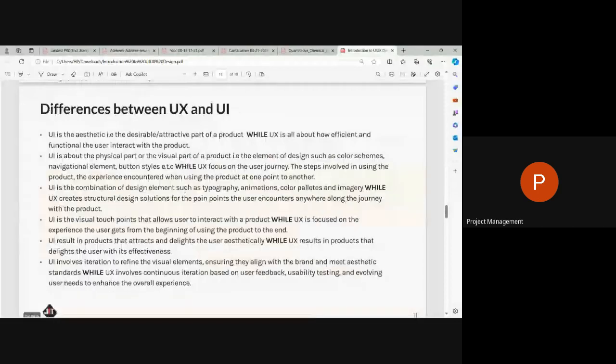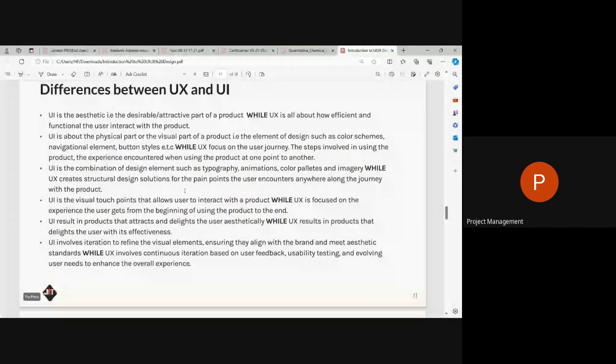Now we are going to look at the differences between UX and UI design. We've been talking about UX, we've been talking about UI. Are there differences, are there similarities between these two things? Can they work separately? Can they work hand in hand? So we are going to see that now. What are the differences between user experience design and user interface design?